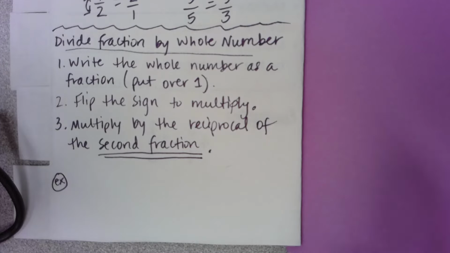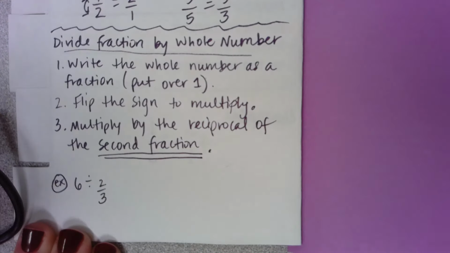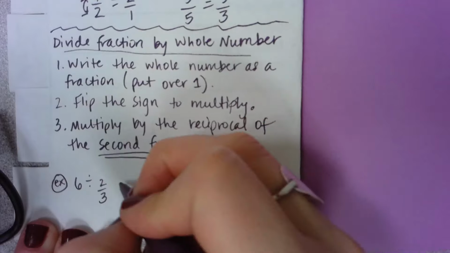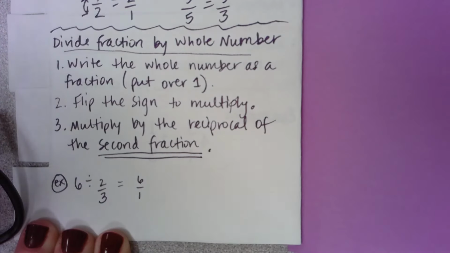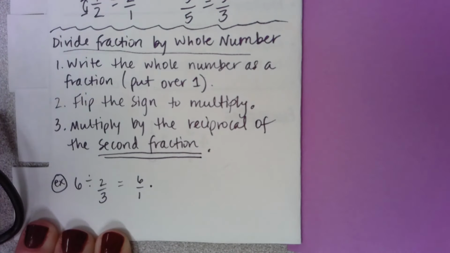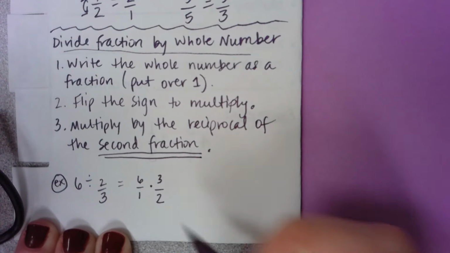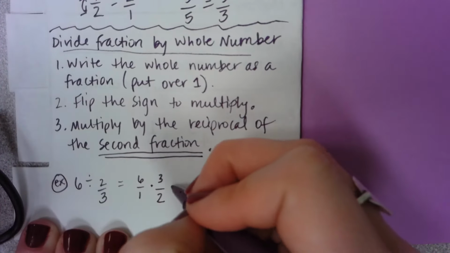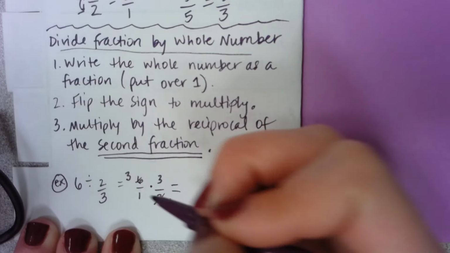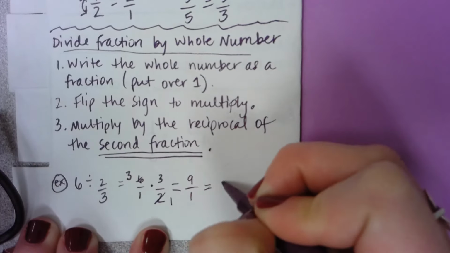You are going to be given 6 divided by 2/3. When we rewrite this, we're going to write the whole number as a fraction, meaning put it over 1. So I'm going to write 6/1. Then I'm going to flip my sign to multiply, and flip my second fraction. So now this becomes the reciprocal of 2/3, which is 3/2. Now I'm ready to multiply, but I can divide ahead of time. So this becomes a 1, this becomes a 3. Now I have 3 times 3 is 9, 1 times 1 is 1. So my answer would be 9.